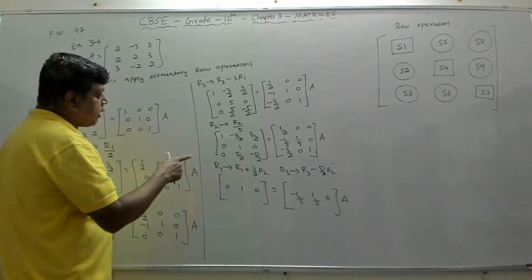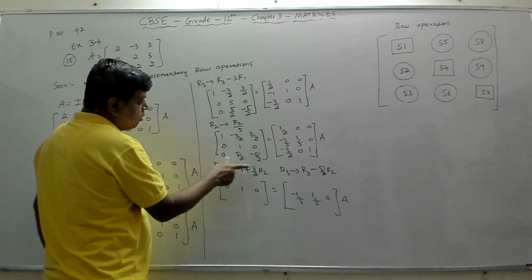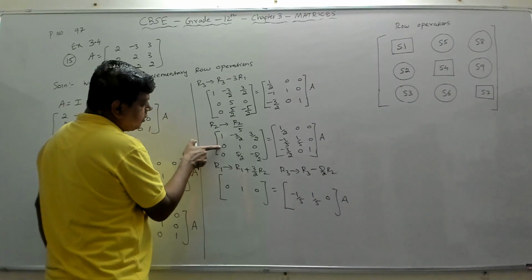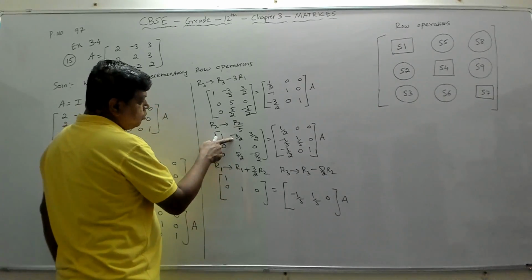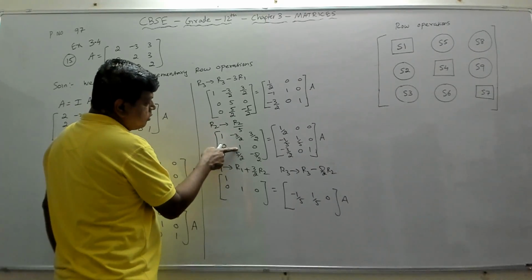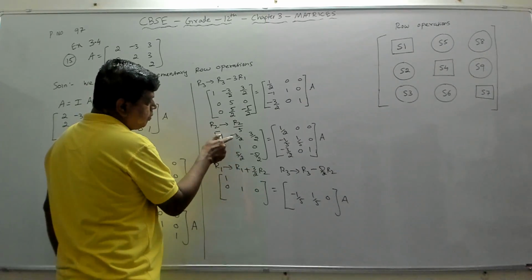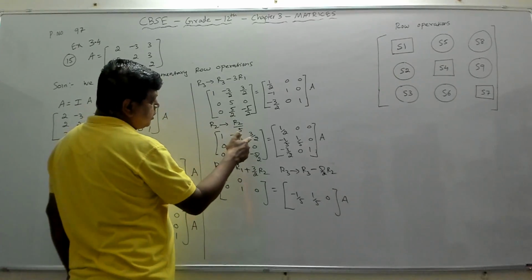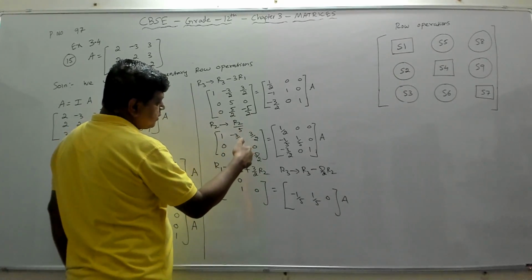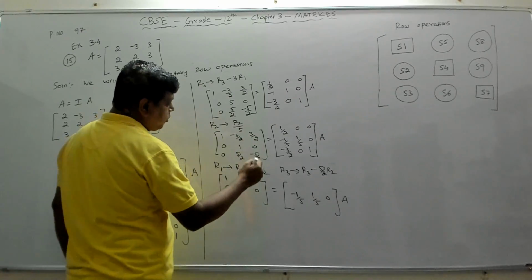So what do we get? So 1 plus 3 by 2 of R2 is 0. So 1 plus 3 by 2 times 0 is 1. Now minus 3 by 2 plus 1 times 3 by 2 into 1, so minus 3 by 2 plus 3 by 2 into 1 is 0. Now again 3 by 2 plus 0 times 3 by 2 is 3 by 2.